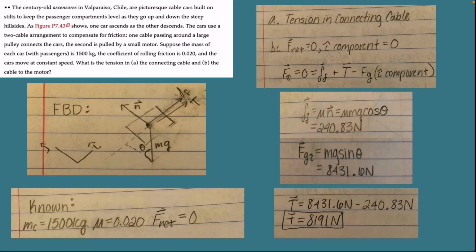And then the i component of the force of gravity is just mg sine theta, which, as I'm just reminding you, the problem gave us that theta is 35 degrees. When you solve for that, it comes out as 8,431.6 newtons. So you just plug those into the equation that indicates that tension equals force of gravity minus force of friction, and the tension comes out as being 8,191 newtons. So that's the answer for part A.